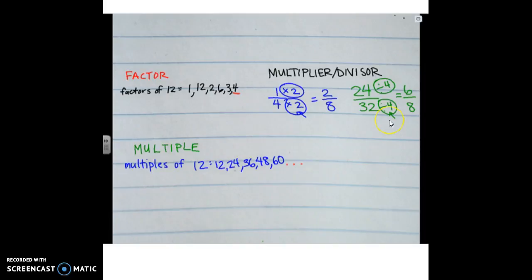I can do the same thing with a divisor if I divide both the top and the bottom, or the numerator and the denominator. 24 divided by 4 is 6. 32 divided by 4 is 8. It is very important, however, that your divisor or multiplier is the same number on the top and bottom. That means you must always multiply or divide the same on the top, or the numerator, and the bottom, the denominator, in order to get an equivalent fraction.